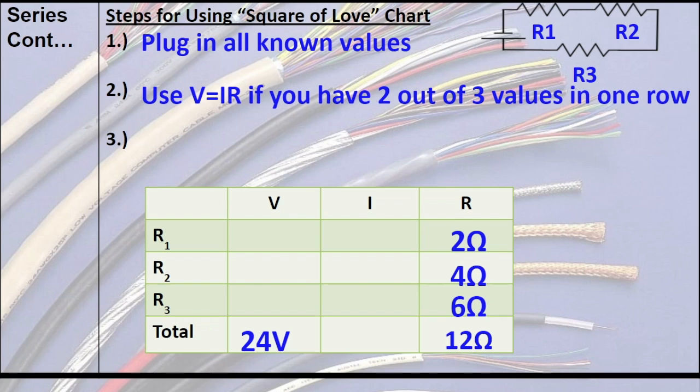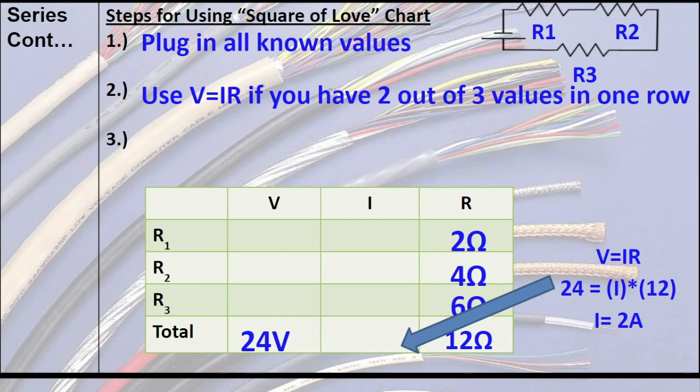So the only one that we can find right now is the total current. The equation we need to use is voltage equals current times resistance. Therefore, I have V equals IR, which is really just 24 equals I times R. R meaning the total resistance because I'm using the total voltage. If I divide, I find out that the total current should be 2 amps.